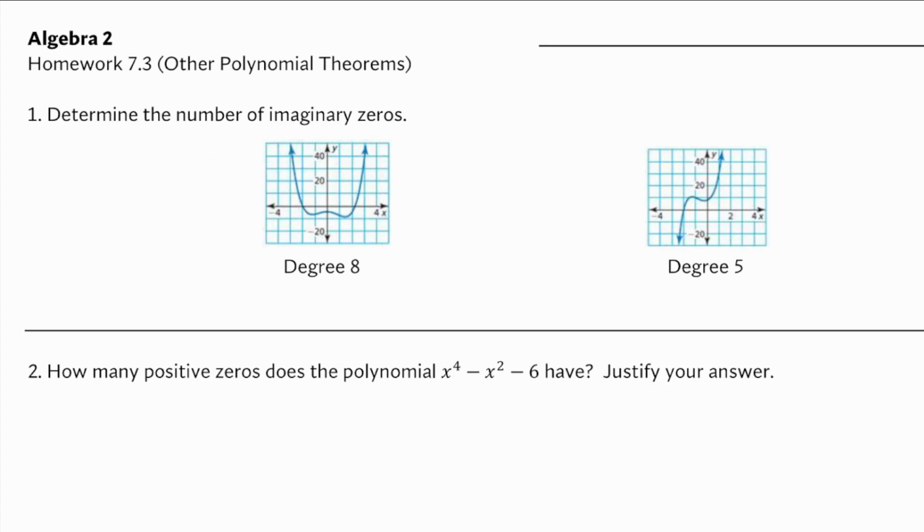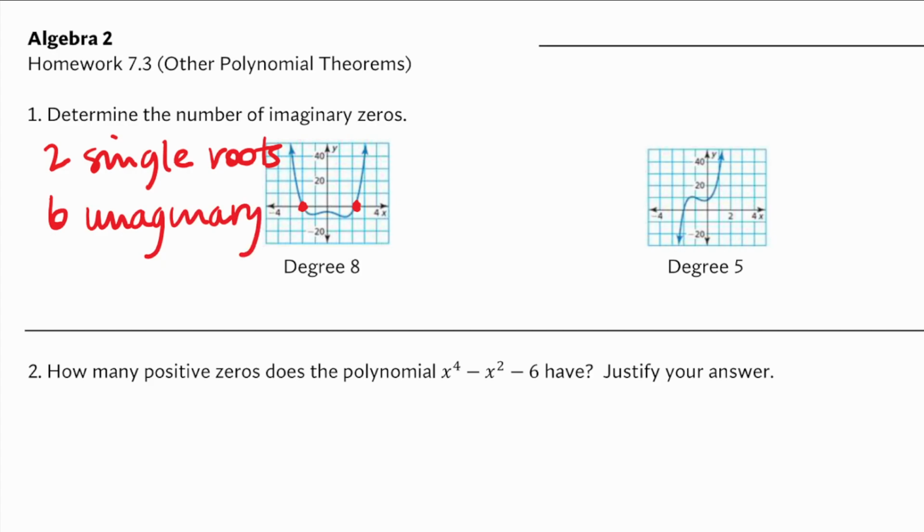Alright, so number 1 says determine the number of imaginary zeros. Okay, this is a degree 8 polynomial, and I can see two real zeros, and they're both single roots. That means I have 6 roots unaccounted for, and so I'm going to assume they're all imaginary. So that would be 6 imaginary roots. And we see the arrows on the ends of that polynomial, so we know it's not going to be coming back and intersecting again. So we know it's 2 real and 6 imaginary.